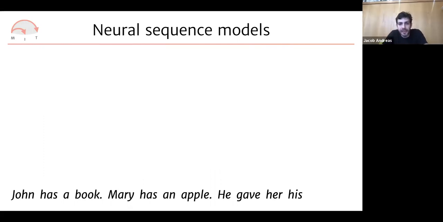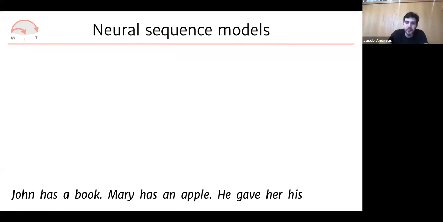Okay, so in order to do this, let's start by being a little bit more specific about the kinds of models that we're looking at right now. The details are not actually going to matter that much, and I'm not going to go into great depth on how these models work, but they roughly look like this. If I'm given a prefix of a sentence that looks like this: John has a book, Mary has an apple, he gave her his, and we're trying to predict the word that's coming next.